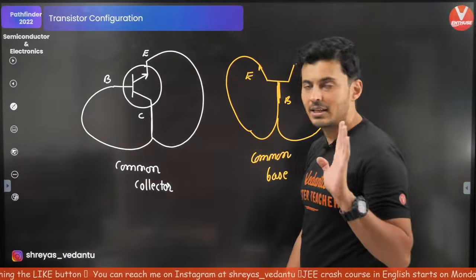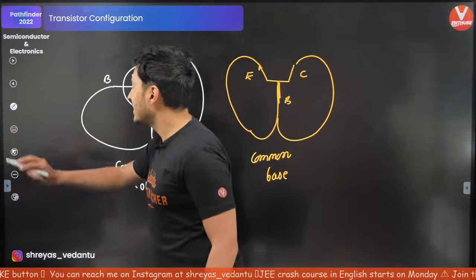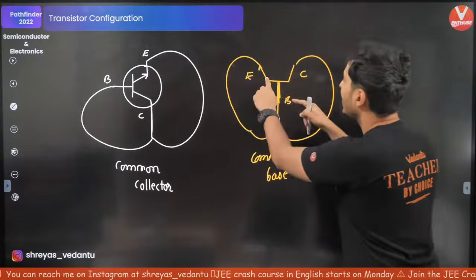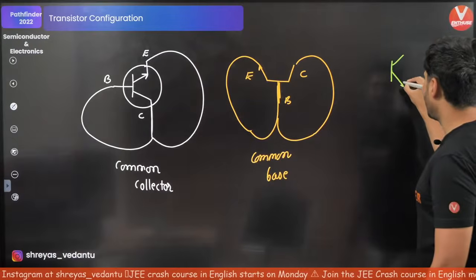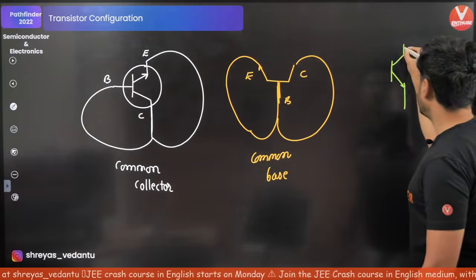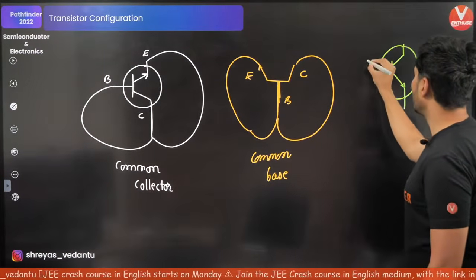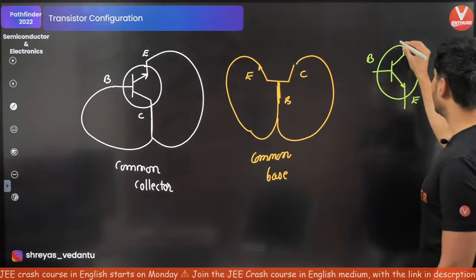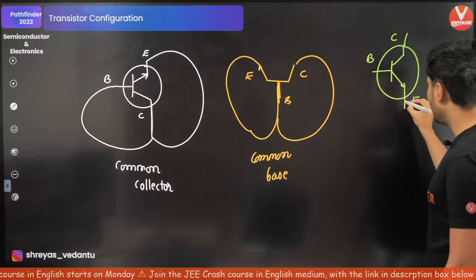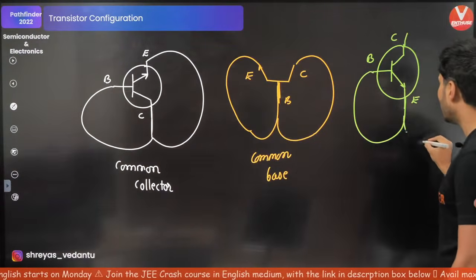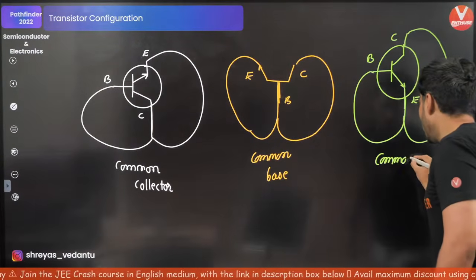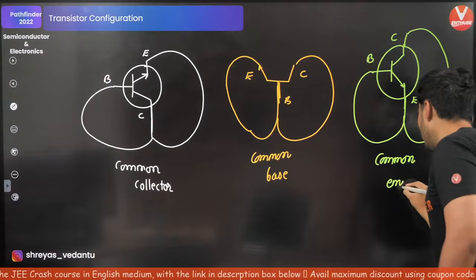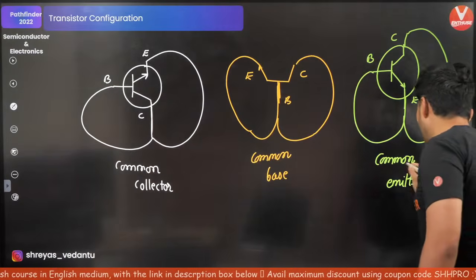As simple as that. Next thing, let's say for example, I want to make the emitter common. No issues. So this is our emitter. Let us draw it. This is your base, this is your emitter, this is your collector. From the emitter, you take out 2 circuits, one over here and one over here. This is basically your common emitter configuration.